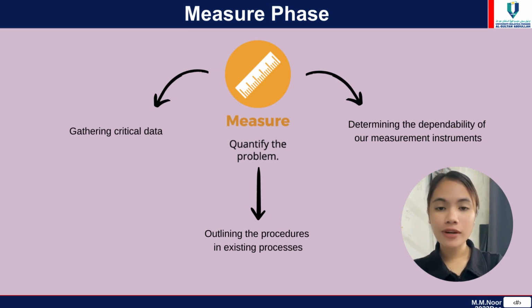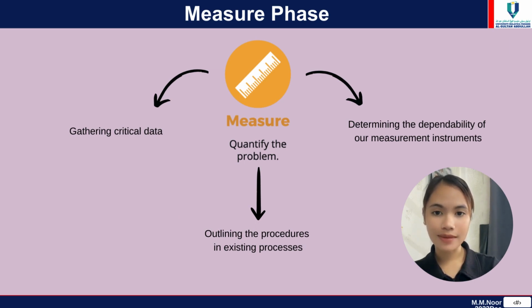We are delving deep into knowing how things currently function in textile manufacturing during the measure phase. This includes gathering critical data, outlining the procedure in existing processes, and determining the dependability of our measurement instruments. The purpose here is to provide a starting point, like a baseline, so that we may build on it for future research and improvements.